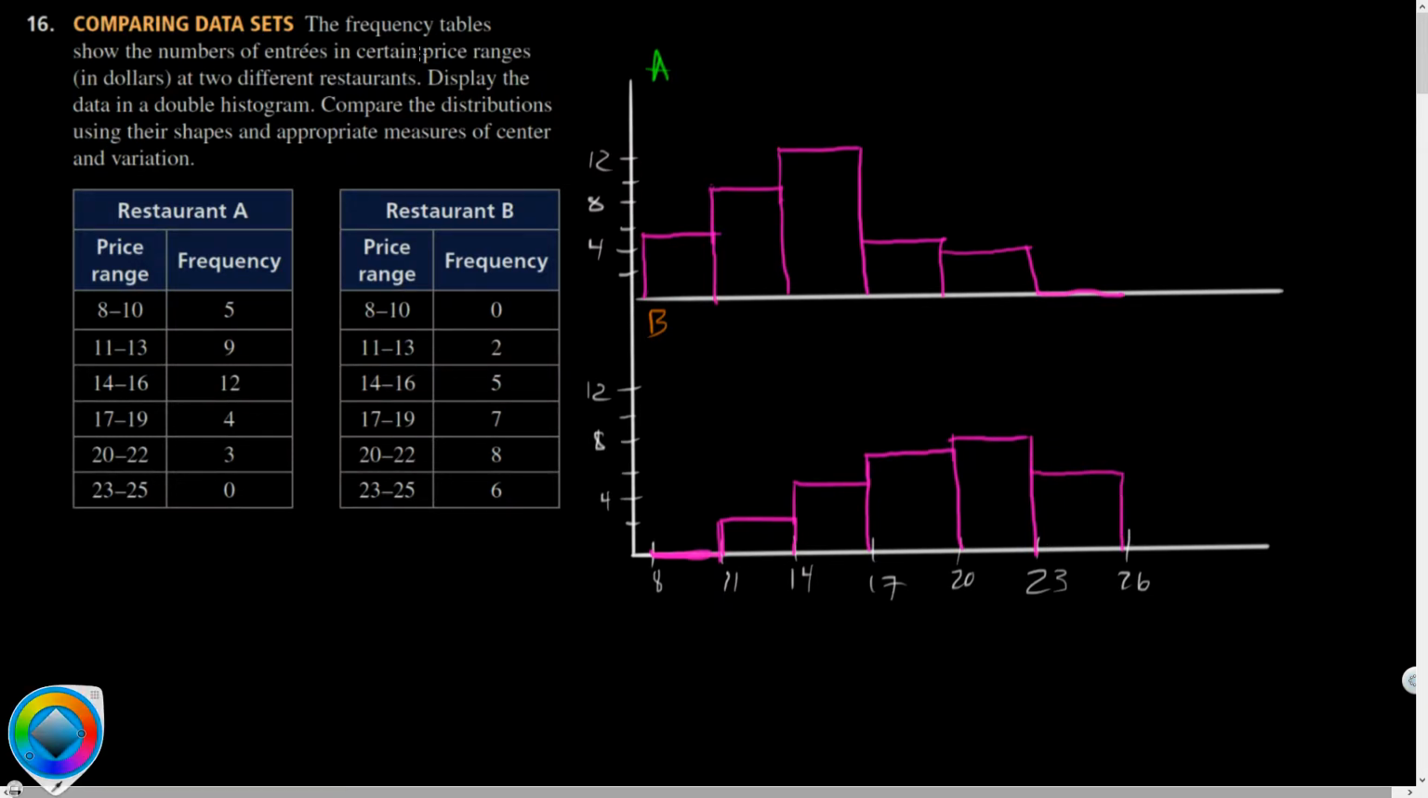So guys, it says compare, my friends, the distributions using their shapes and appropriate measures of center. So this one, how would you describe its shape? It's a little bit symmetric. I know it's not exact. Where this one, what would you call it?